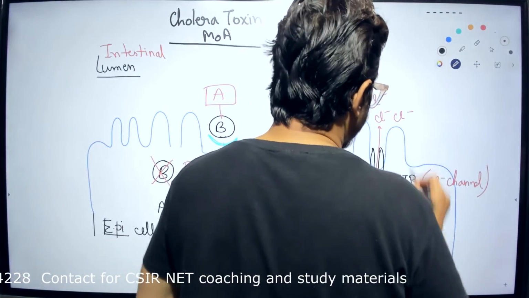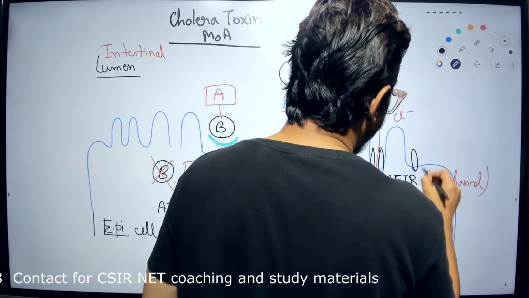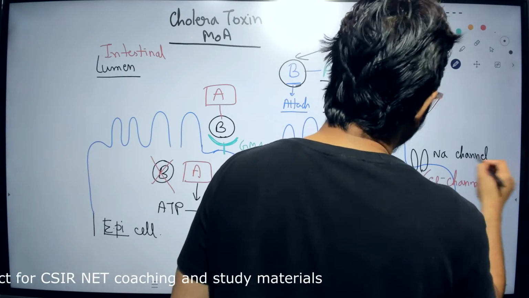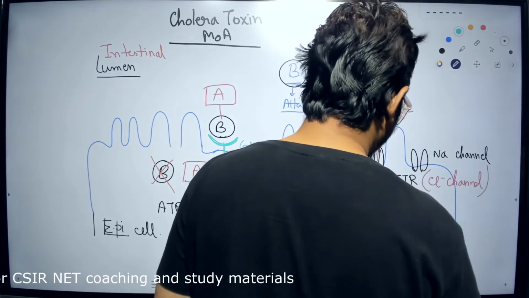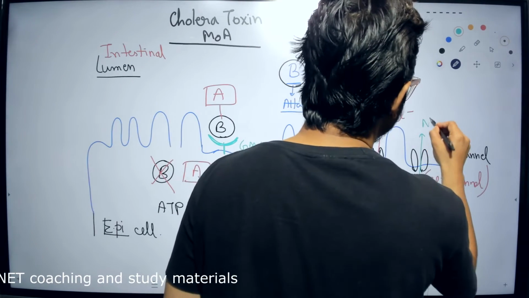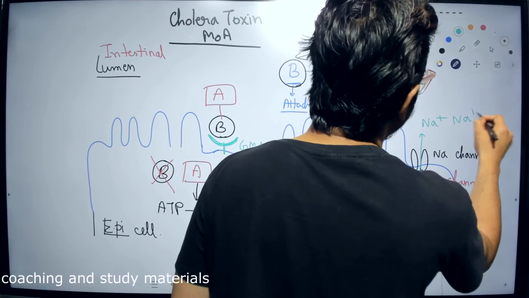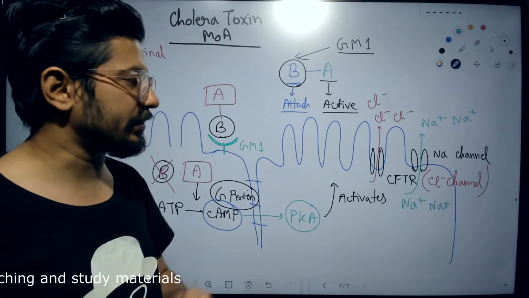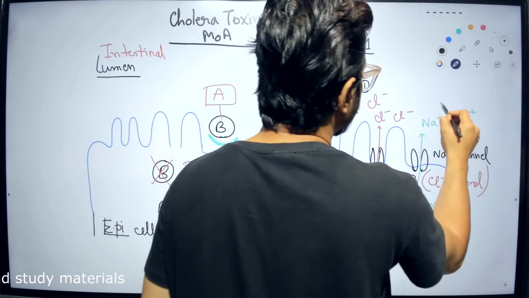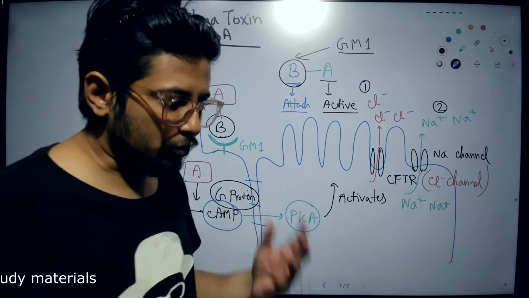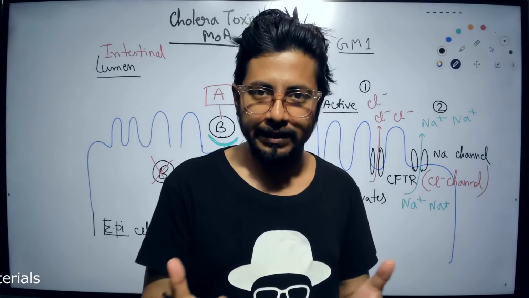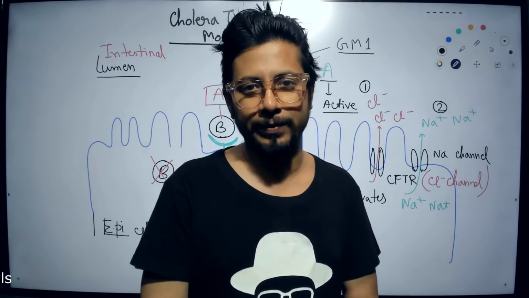So to balance that charge, more sodium ions start to flow via sodium channels. This is the sodium channel. Okay. And what will happen? More and more sodium ions start to flow out to the intestinal lumen in order to balance the charge difference. So first chloride ions start moving, second sodium ions start moving, and now so many ions are rushing out of the intestinal epithelial cells to the intestinal lumen.